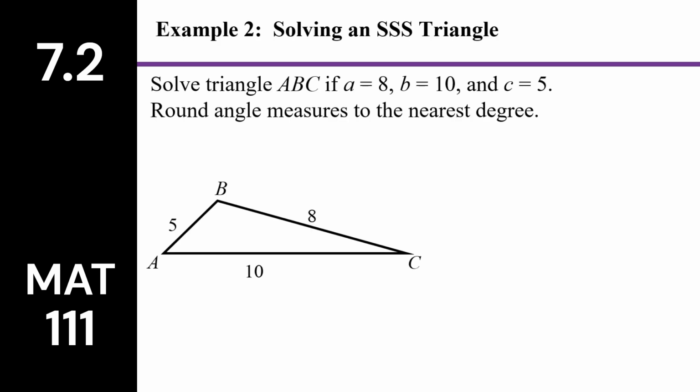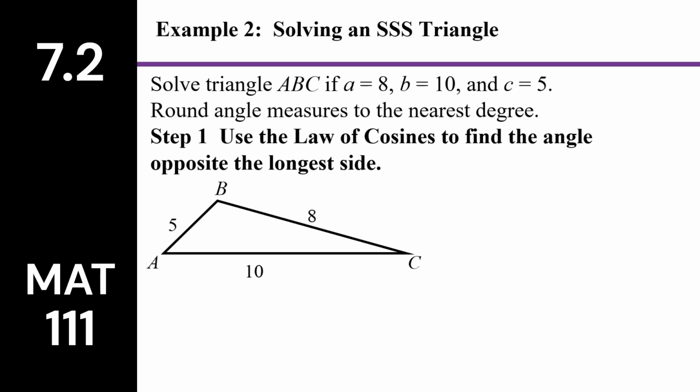In example 2, we know all the sides, but none of the angles of our triangle, so we cannot use the law of sines. So step 1 will be to use the law of cosines to find the angle that's across from the longest side. Since the longest side is b, we'll use the version of the law of cosines that has b squared on one side and cosine of angle B on the other side.